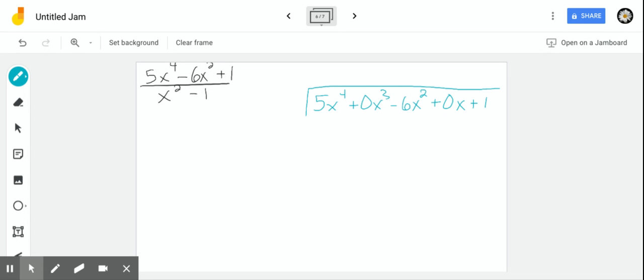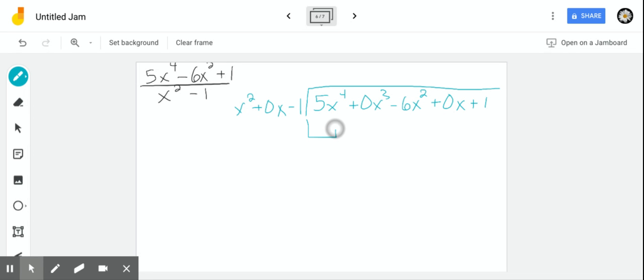Now, we also need to add a 0 to what we're dividing by. We have x squared, we do not have a 0x, and then a minus 1. So this adding zeros where we need it, we have to do it to both the thing that goes inside and the thing that goes outside. So this is the setup. These zeros help keep all of our like terms in nice vertical columns. It just makes the problem easier.